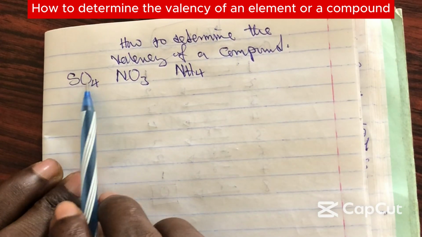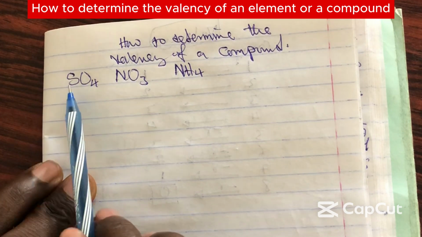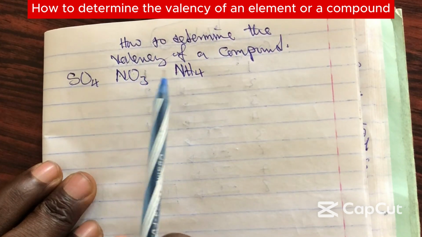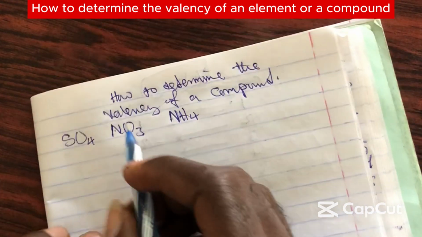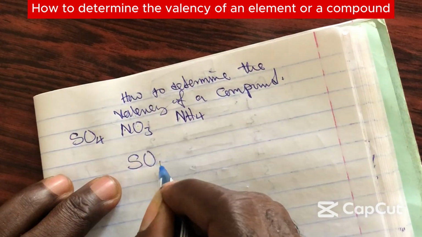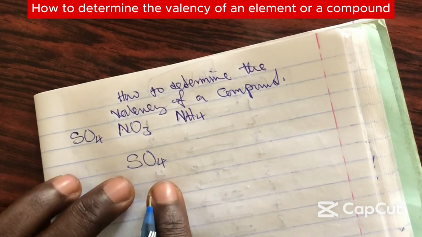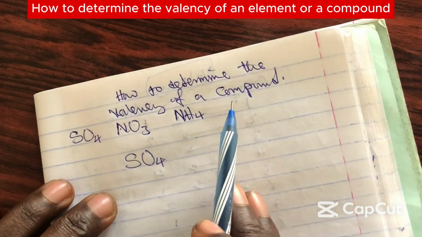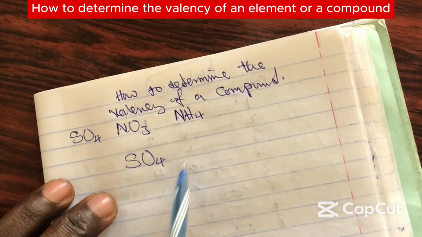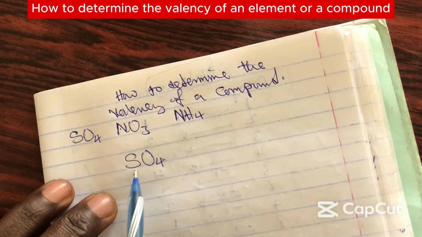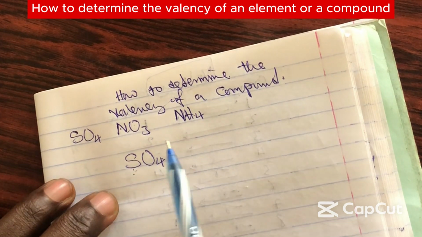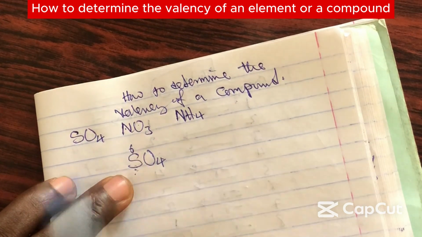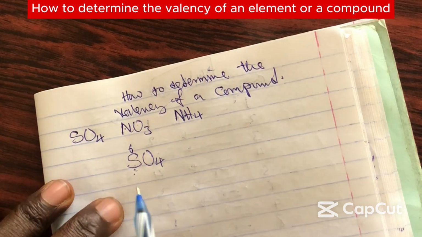Now remember we have 2 elements here: sulfur and oxygen, nitrogen and oxygen, nitrogen and hydrogen. So now let's look at how we are going to determine the valency of tetraoxosulfate 6. To determine the valency of the compound, you need to know the oxidation state of the central atom. Here, the oxidation state of the sulfur is 6.